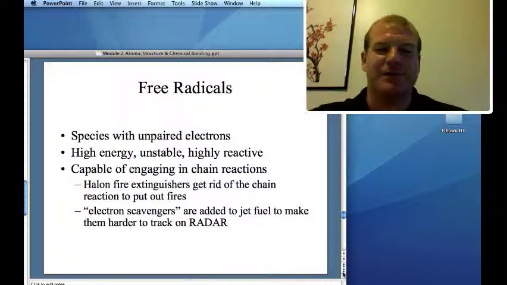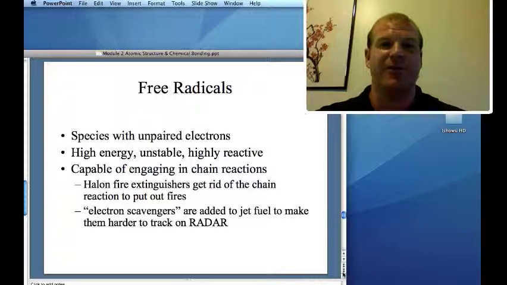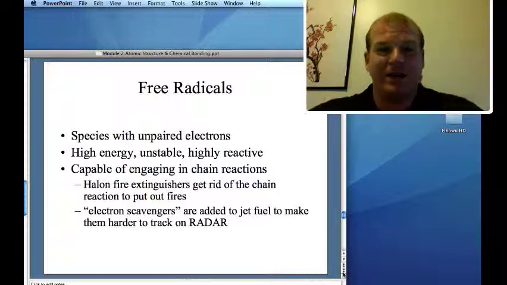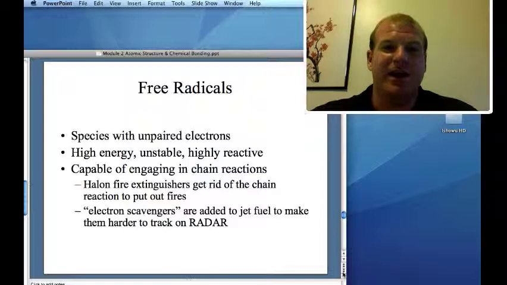Then they're free radicals. Maybe you've heard of free radicals. These are species with an odd number of electrons, or unpaired electrons, and these tend to be very reactive. What they can do is create chain reactions. So fire is defined as a rapid oxidation reduction reaction. Fire can be put out by using halon fire extinguishers because they get rid of the chain reaction.